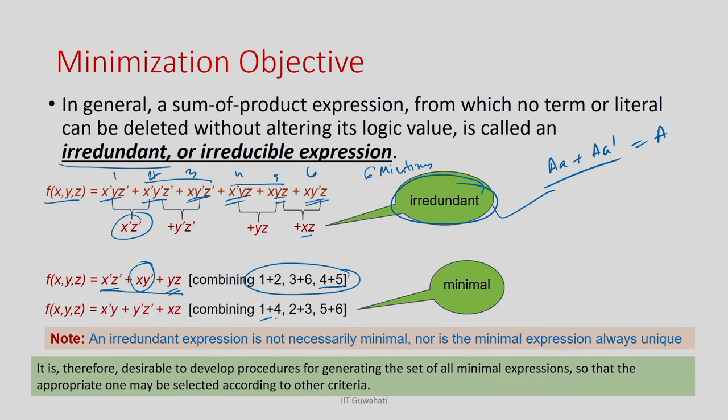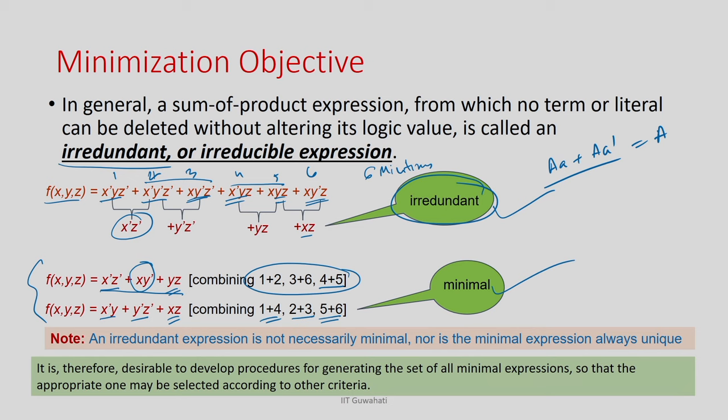Similarly, if you combine 1 and 4 term, you will get x bar y. If you combine 2 and 3, you will get y bar z bar. And then if you combine 5 and 6, you will get x z. Okay. So this is also a minimal expression. So both of them are actually minimal expression. Okay. And both of them is also redundant.